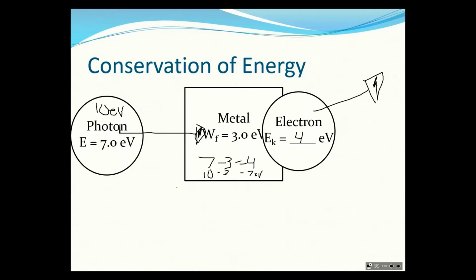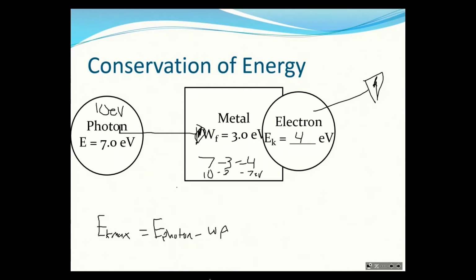And the little formula that we use to do that, which is not on your data booklet but we need to memorize, is your EK max, which is the maximum kinetic energy of our electron, is equal to the energy of our photon minus our work function. That's what we're doing right here, and it's just the law of conservation of energy, so it's not on the data booklet.